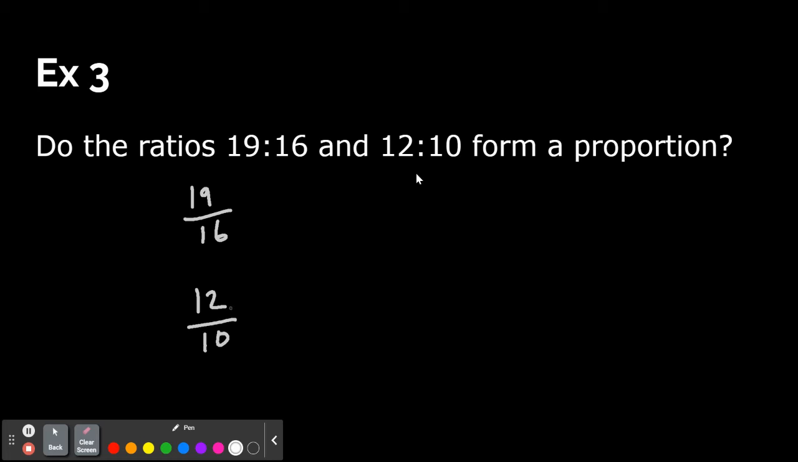And I can tell you already this one's not going to reduce any further than this. It's not going to look like 19/16. We can divide both top and bottom by 2 just to check here, and we find out that we end up with 6/5. Now 6/5 is not equivalent to 19/16. So this is not proportional. These ratios are not proportional.